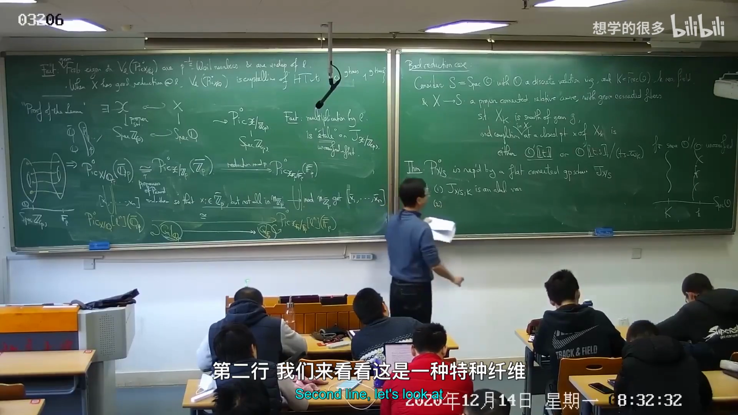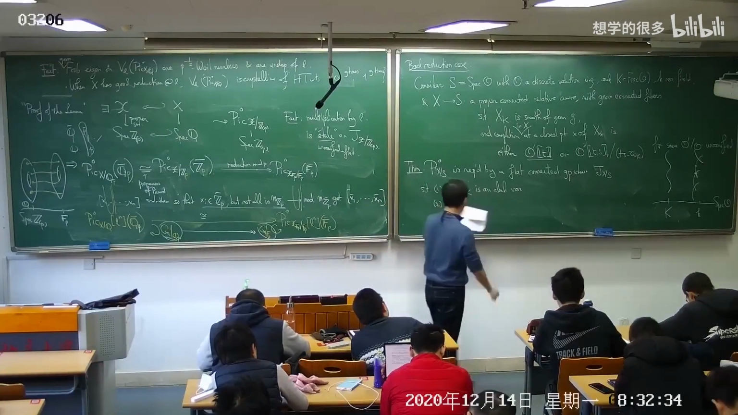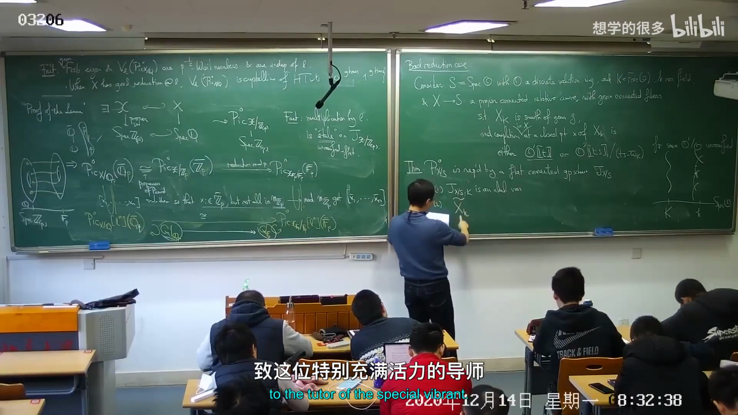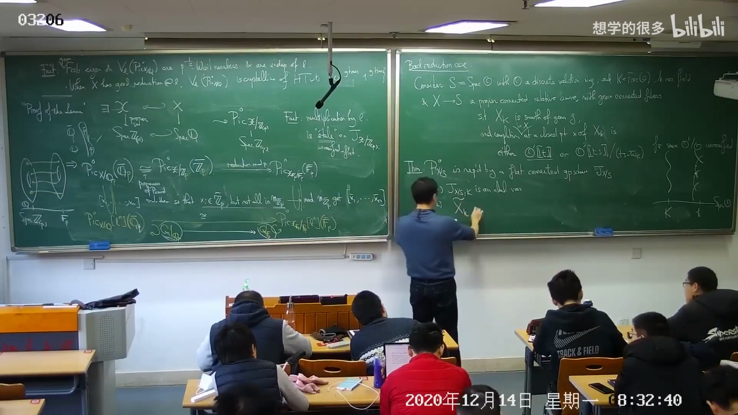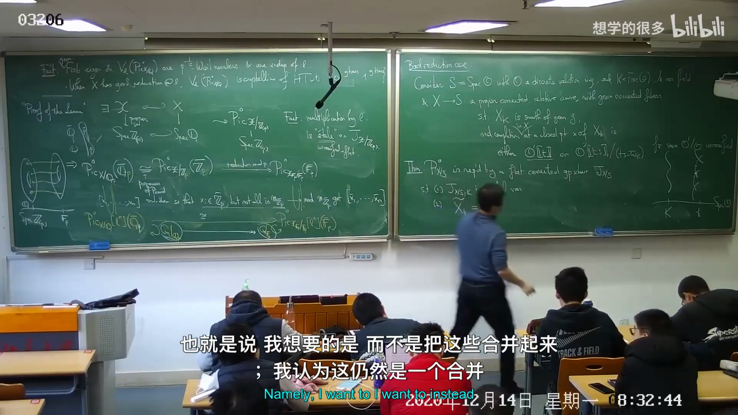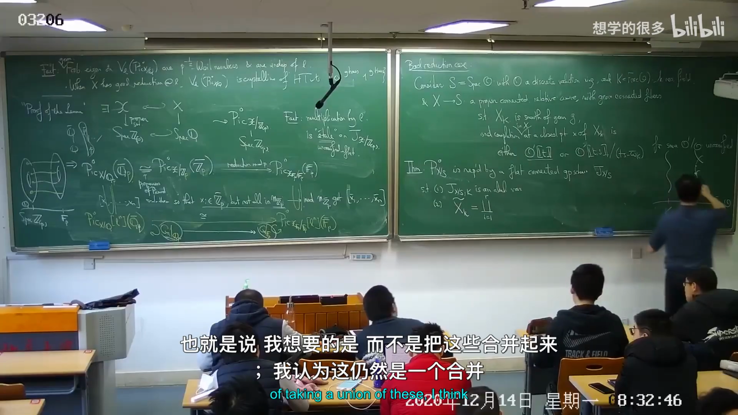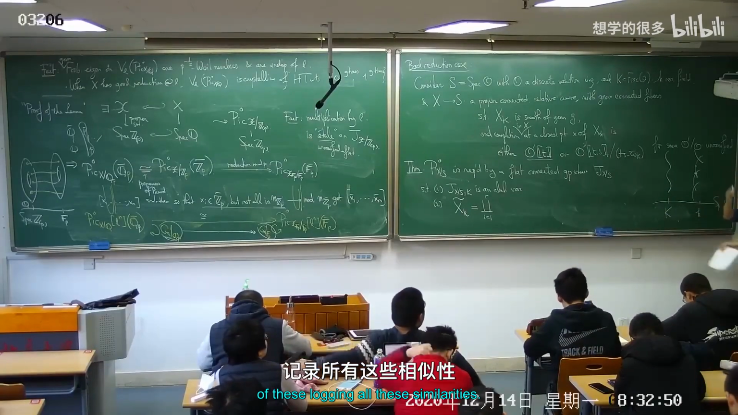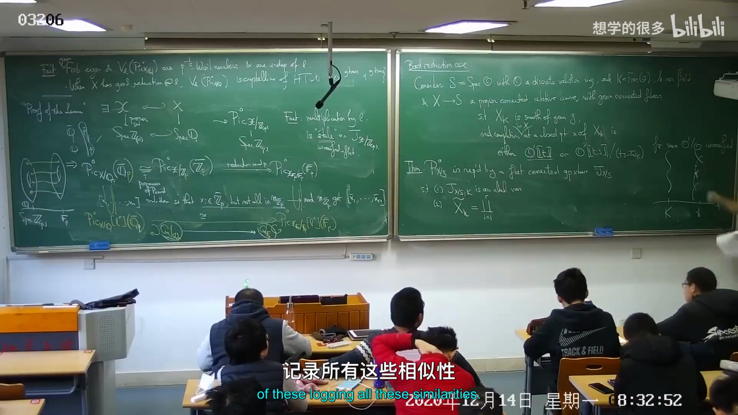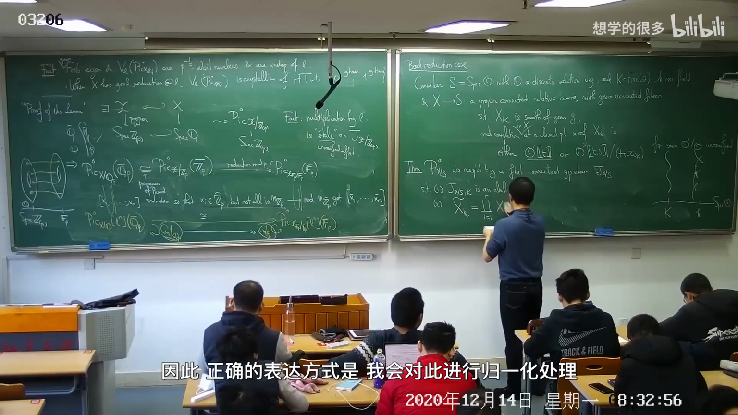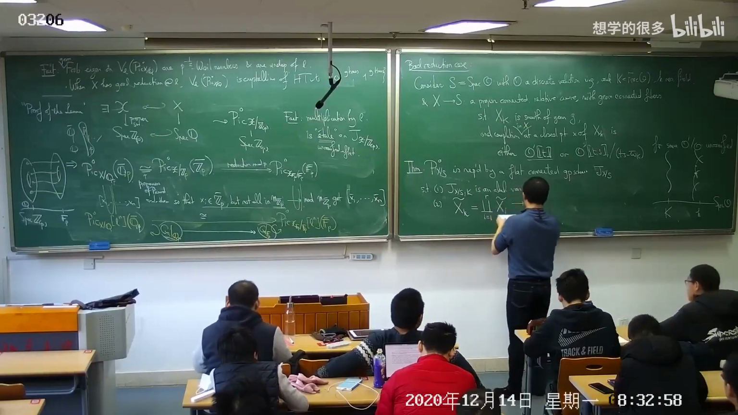Secondly, let's look at the special fiber here. I have taken the special fiber. Namely, instead of taking the union of these, I take the disjoint union of these, resolving all these singularities. So the correct way to say this is that I take the normalization.